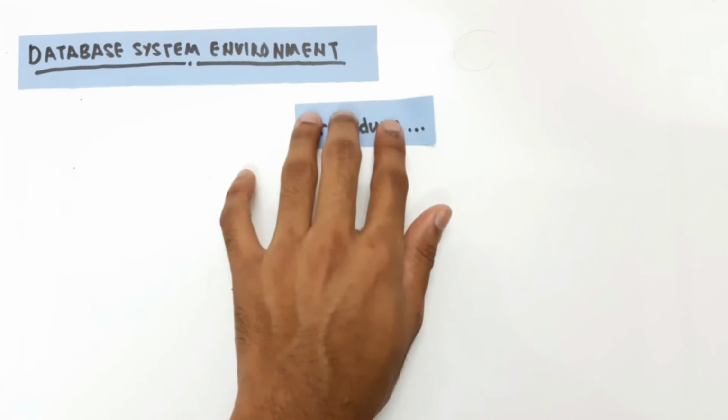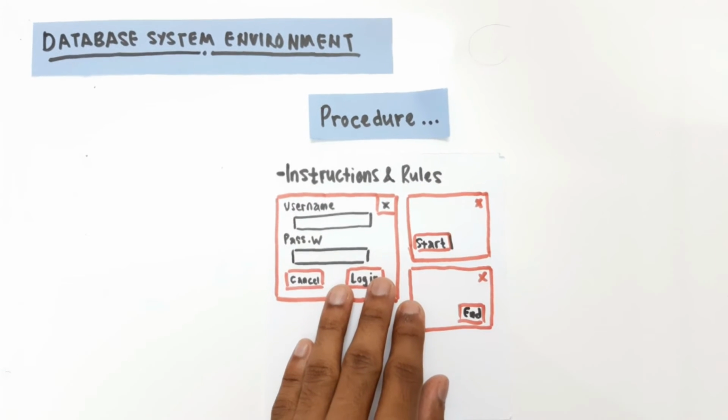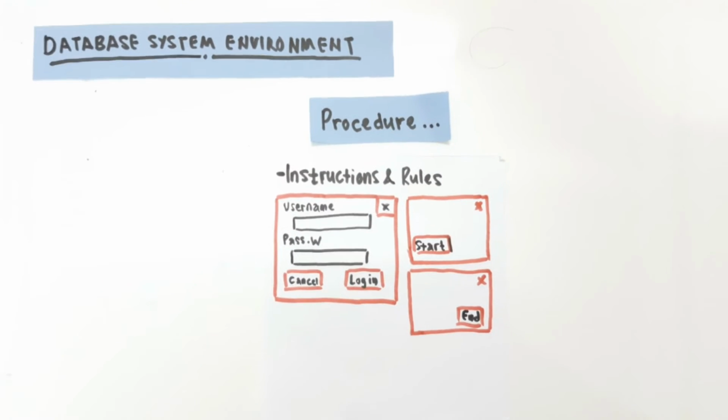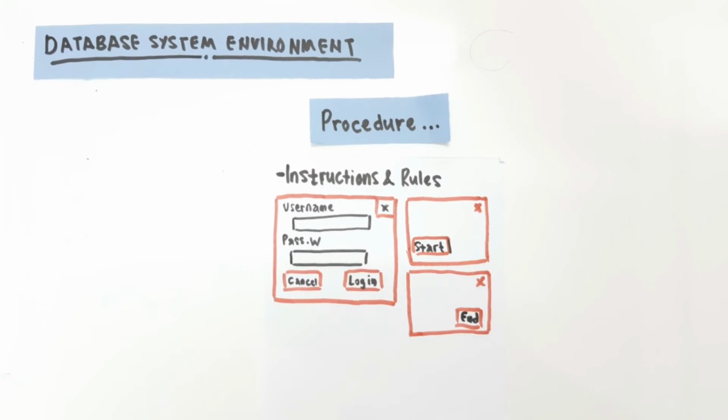Procedure is a set of procedures or rules that should be clearly defined and followed by the users of the database. The documented procedure may consist of instructions on how to log on to the DBMS, use DBMS facilities or application programs, start and stop, and make backup copies of the database.